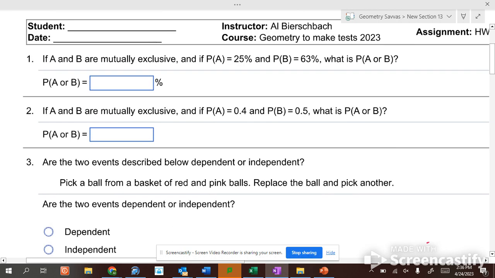A or B. When you have an or statement, do you multiply or add? You add them. When it's A or B, you add them. So this would add up to 88%.